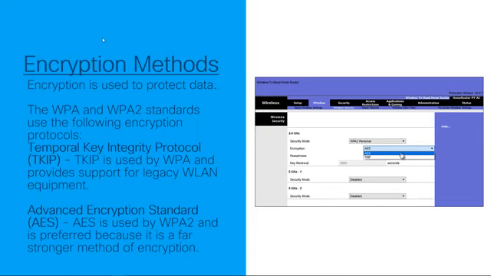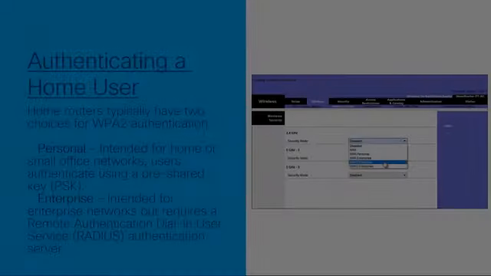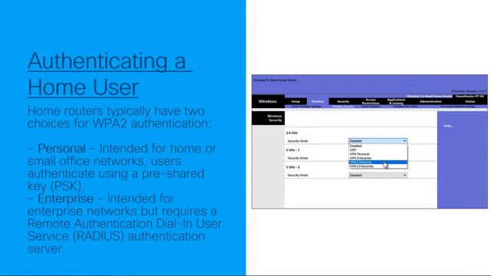AES is the encryption method used by WPA2. It's the preferred method because it's a far stronger method of encryption. When data is encrypted, people would have to literally capture that data and break through the encryption in order to get to the original data. So what should we use when deploying a home wireless LAN? Well, first off, we're going to go with WPA2 authentication. We want the strongest authentication, which is WPA2 using AES encryption.